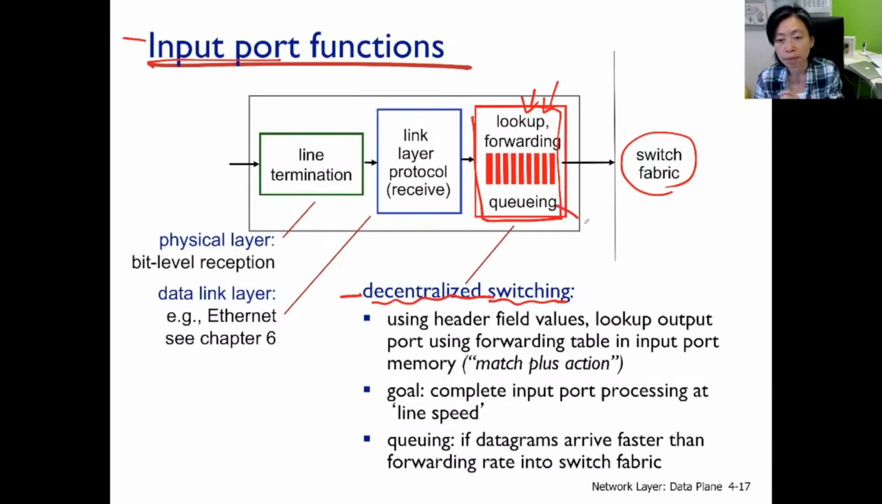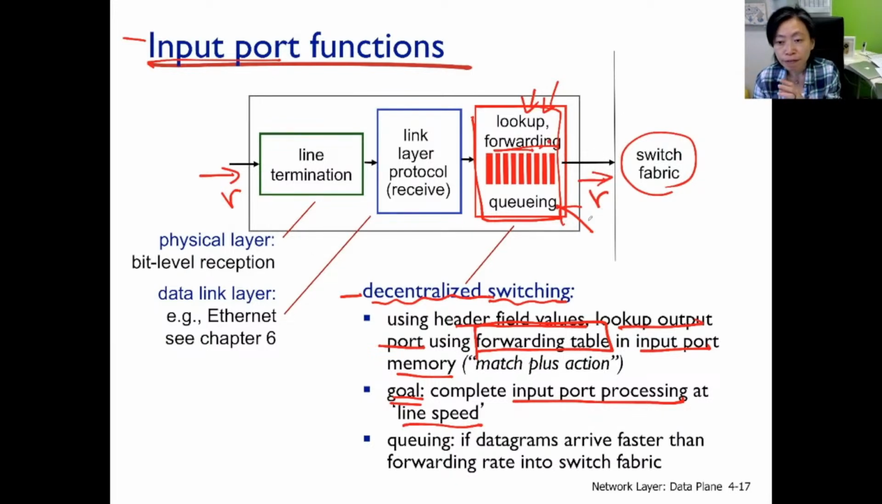So each lookup processor here looks into the header fields in the packet, and it's seeking the output port using a forwarding table that's installed from the route processor, and that is already installed into the input port memory, right here. So the goal for the incoming network interface is to complete the input port processing, the lookup and forwarding, at line speed, meaning if this is the speed of packets coming in, this forwarding process needs to be fast enough so that we get the same output speed here.